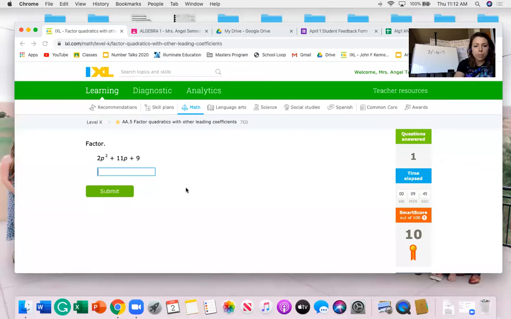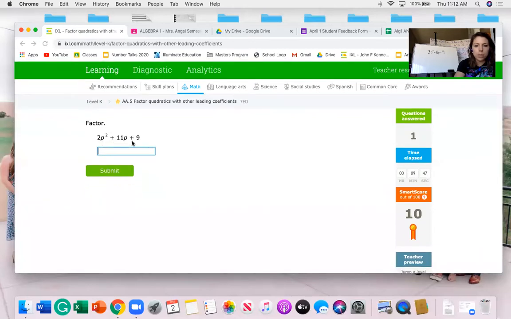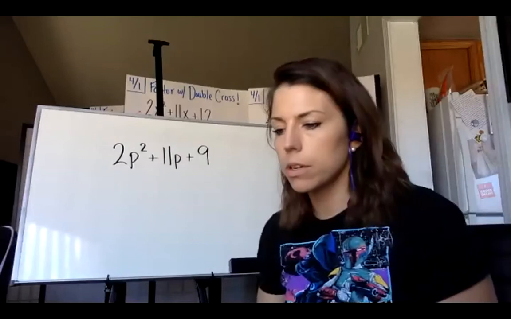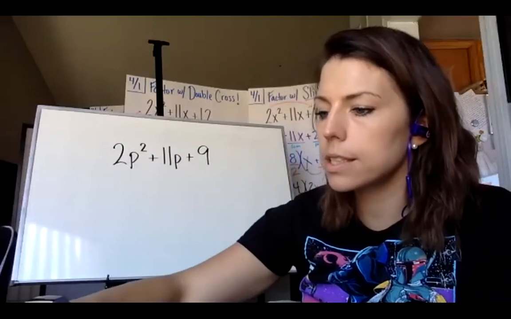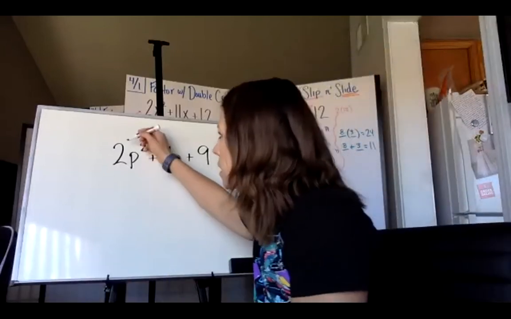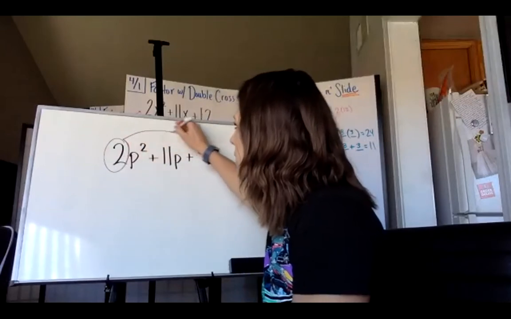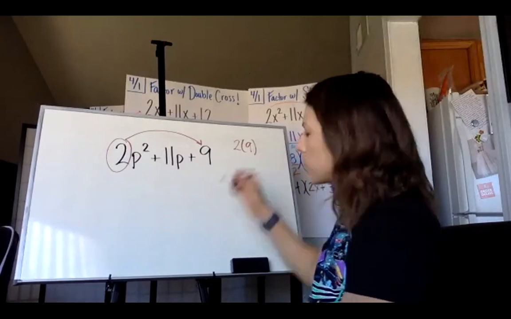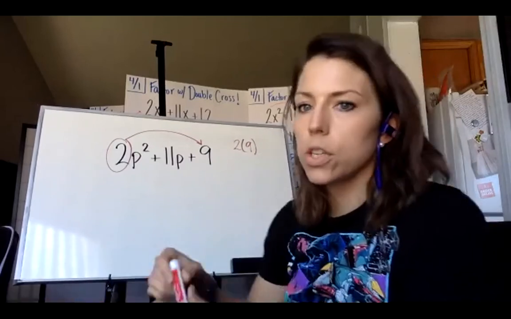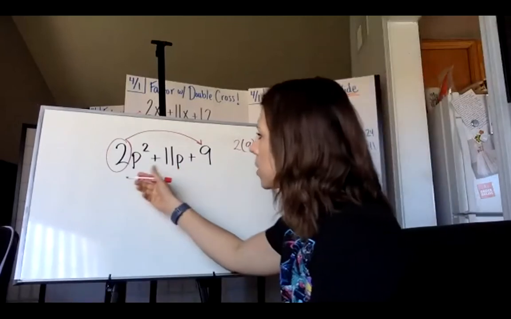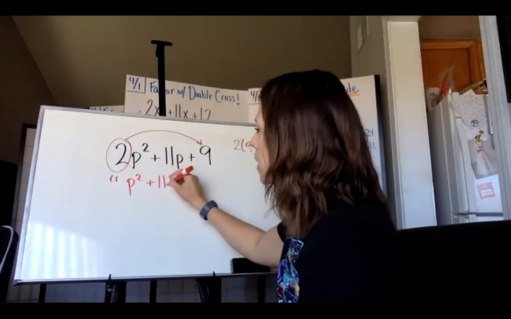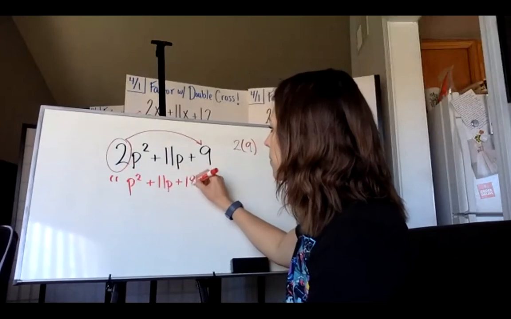Okay, example number 2 from IXL, 2p squared plus 11p plus 9. So let's go over this one again using our slip and slide. Step 1, slip. Take the leading coefficient, flip it down to the end. This becomes 2 times 9, which is 18. So our quotation trinomial that we're working with now is p squared plus 11p plus 18.